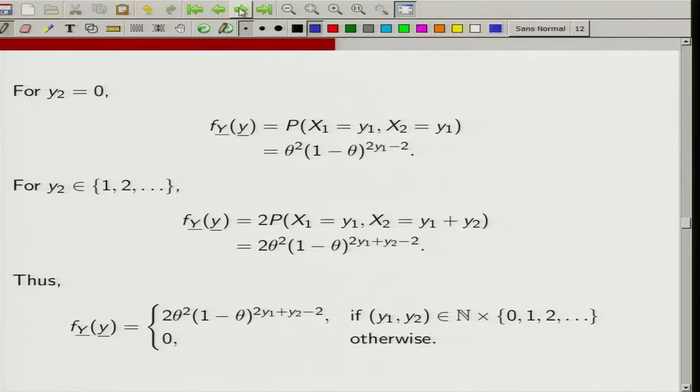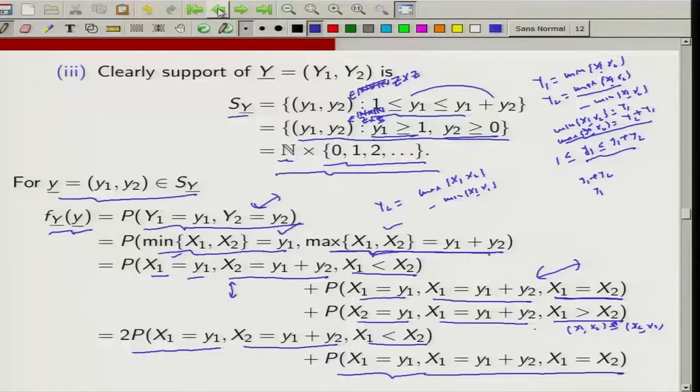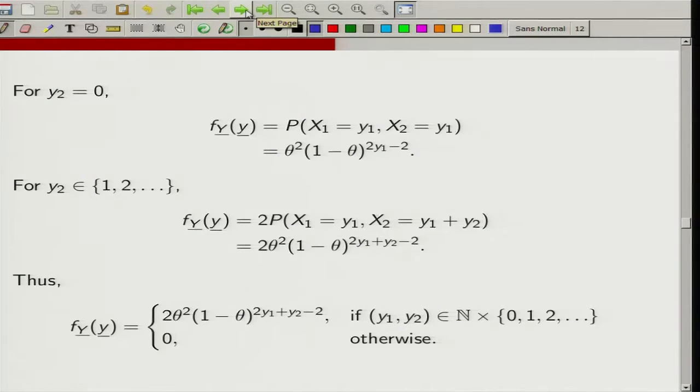So, for y2 equal to 0, let us see what happens. For y2 equal to 0, this will not contribute anything. So, only this term will contribute. y2 equal to 0 will give me the probability that x1 is equal to y1, which is the same as x2. So, this is what y1 equal to 0 gives. Because of independence, this is the same as the probability x1 is equal to y1 multiplied by the probability x2 is equal to y1. Now, since both are the same, theta times 1 minus theta to the power y1 minus 1, this will be the same as this.